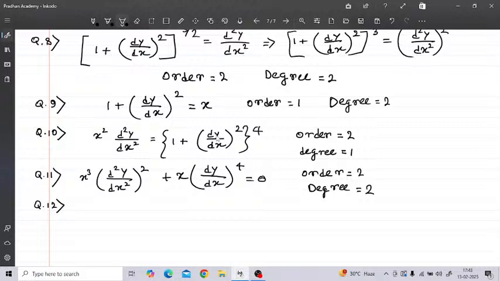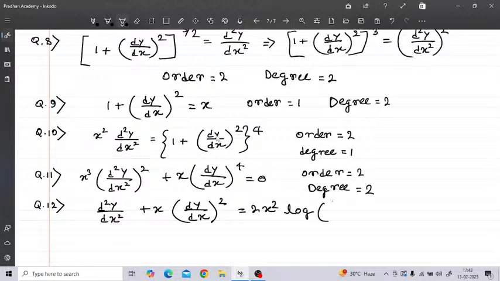Next question, d2y/dx2 and 2x square. Here the order is clearly 2, but it is not a polynomial of derivatives, so degree is not defined, and it involves a logarithm function. Degree is not defined.